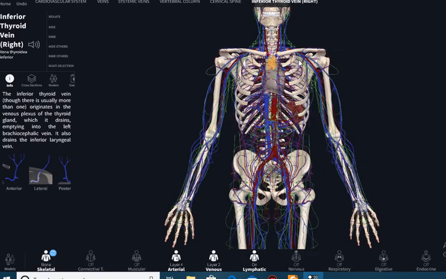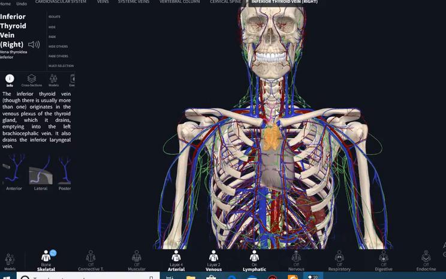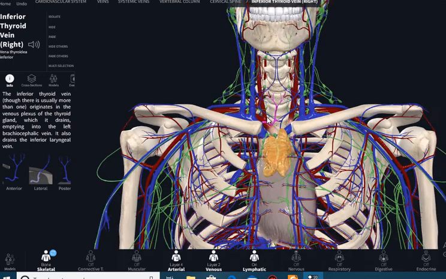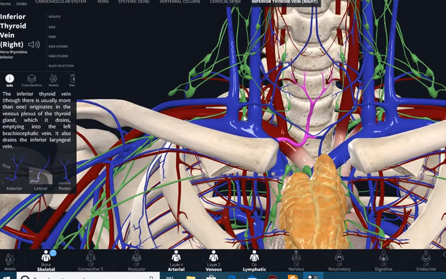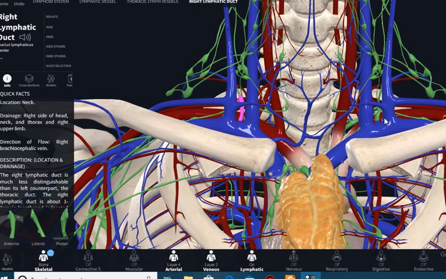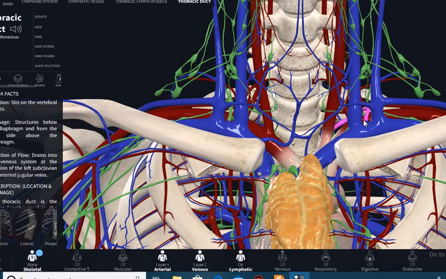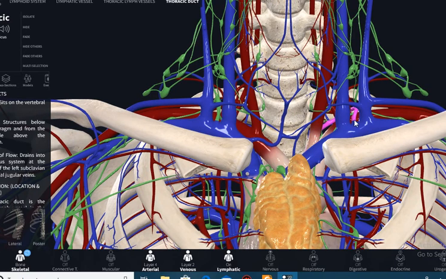Now for the head, the thoracic duct and the right lymphatic duct are going to enter the venous circulation. So they are going to join at this portion here. This is the right lymphatic duct. The right lymphatic duct joins at this position of the subclavian vein, while the thoracic duct joins at this position. So these are the terminal ends of all the lymphatics of the body.